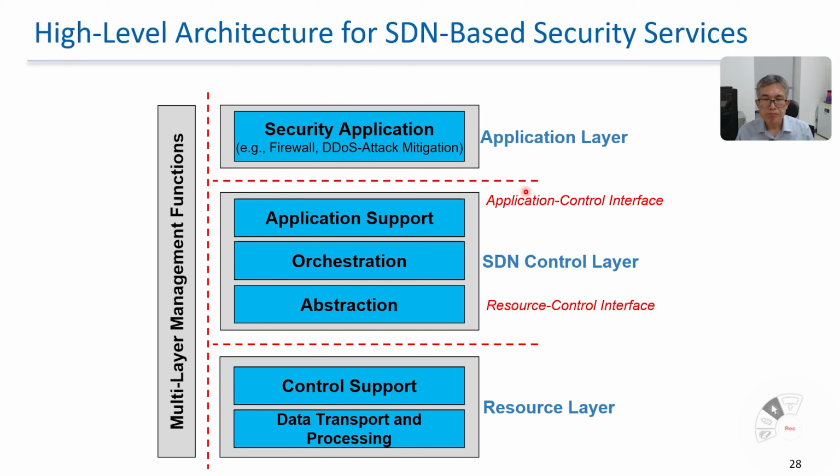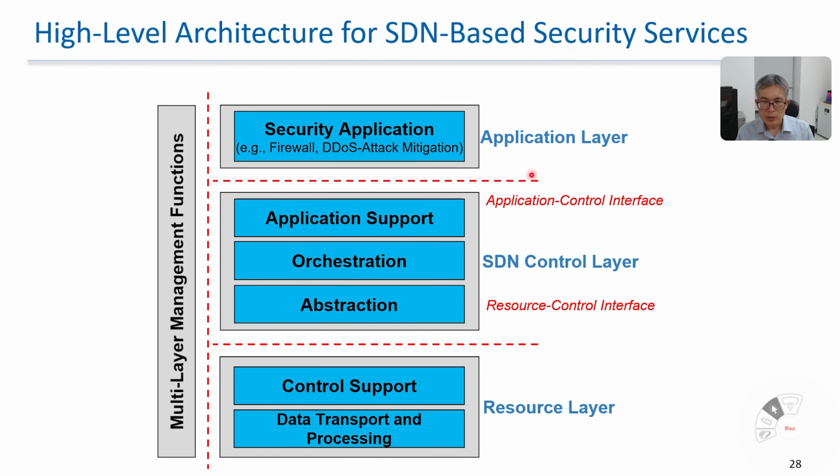Okay. The system can be decomposed into 3 layers. The first one is the resource layer, and secondly the SDN control layer. The upper layer is the application layer. So we previously saw, right? This is control, this is infrastructure, this is the application layer.